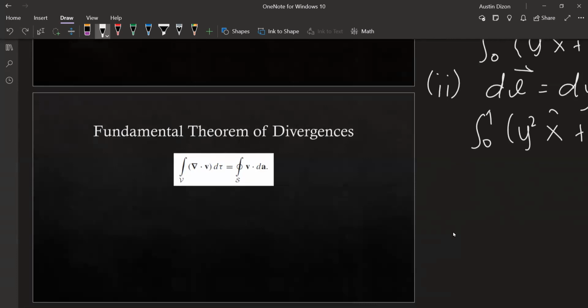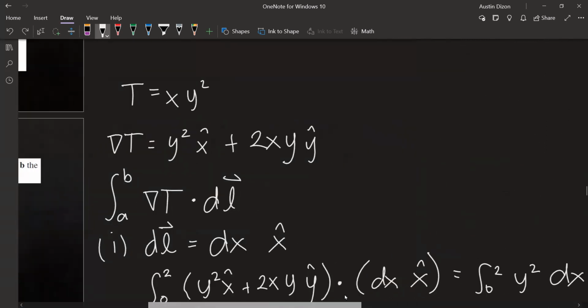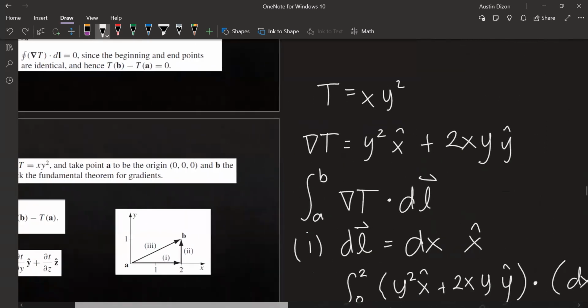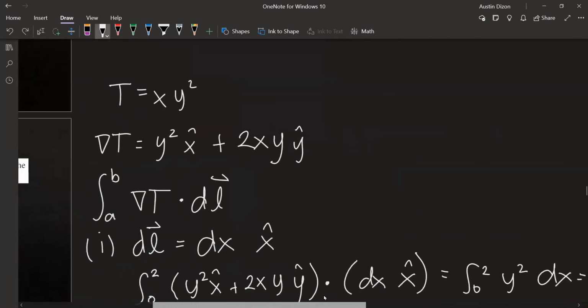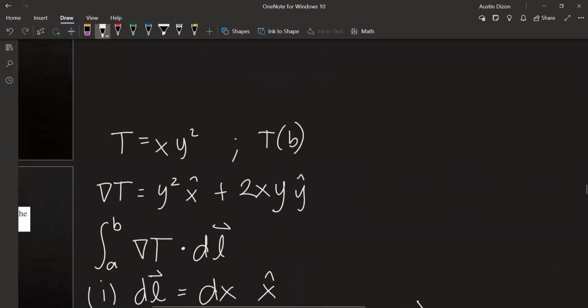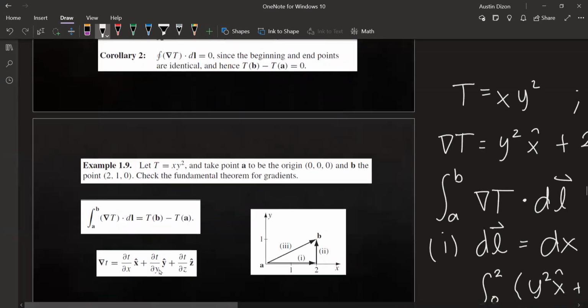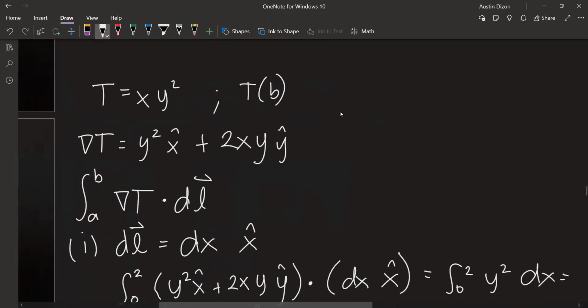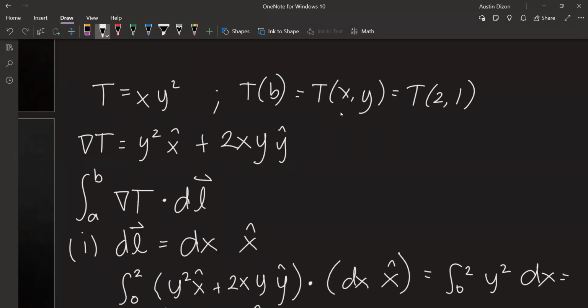Balik tayo actually. Tingnan natin yung TB, T of B. So alin to? Ano yung point B? Yung point B mo ay (2, 1). So this is just, kung isulat natin yung T as XY, magiging T of (2, 1). And that gives me 2 times 1 squared. Tama? And then that gives us 2.